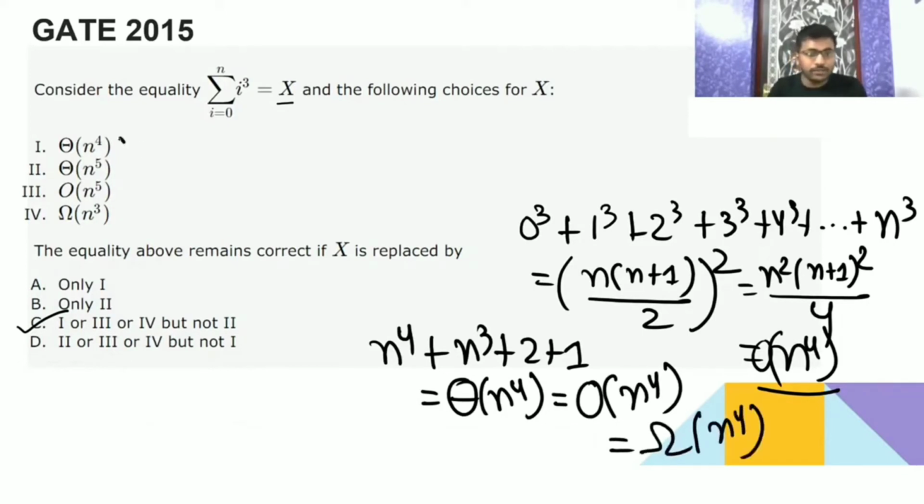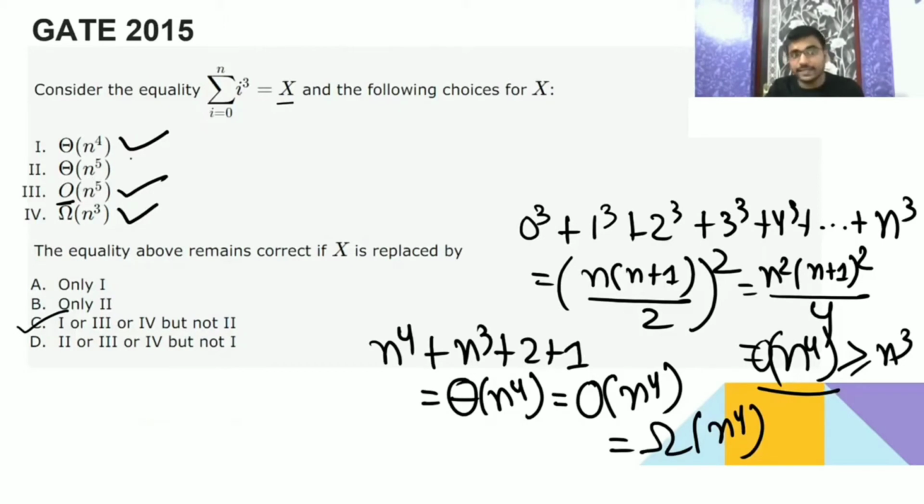So big O is also true, and here omega is n to the power 5. It is also the more upper bound. So 1 and 3 is also true. Now it is omega, so this is greater than n cube, this is greater than n cube, so this is also true. But here it is saying theta.